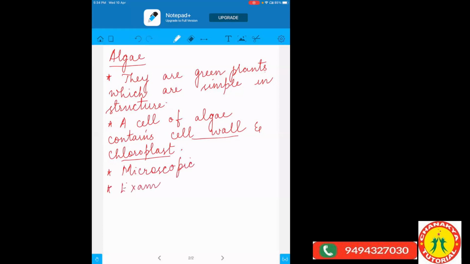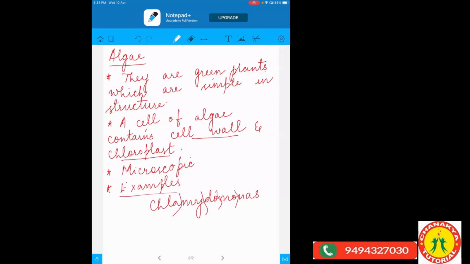Some of the examples are Chlamydomonas. C-H-L-A, M-Y, D-O, M-O, N-A-S. So like this, you need to learn this spelling. The second one is the spirogyra. S-P-I, R-O, G-Y, R-A. So, spirogyra. So, these are the few examples of the algae.